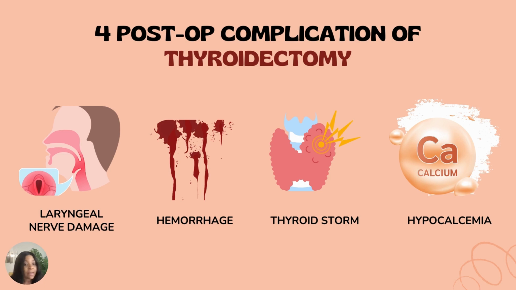But another possible complication is hemorrhage. So this patient has the potential to definitely bleed because we just cut off half of their thyroid. The third complication is called a thyroid storm. And the fourth one is hypocalcemia. So what we're going to do is go ahead and look at each of these complications individually, more in depth.